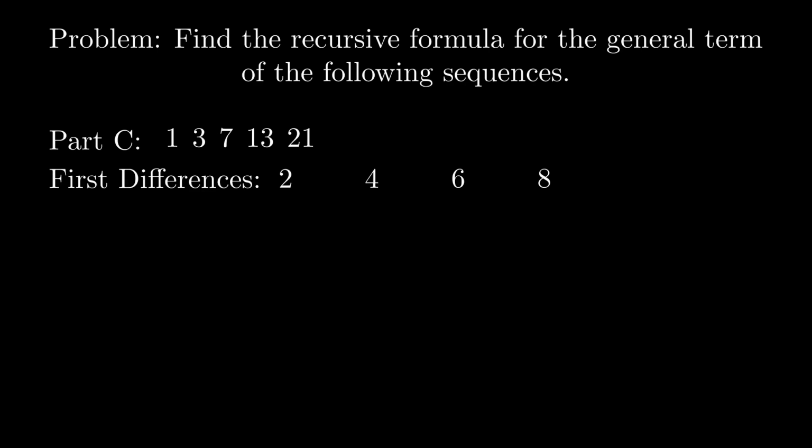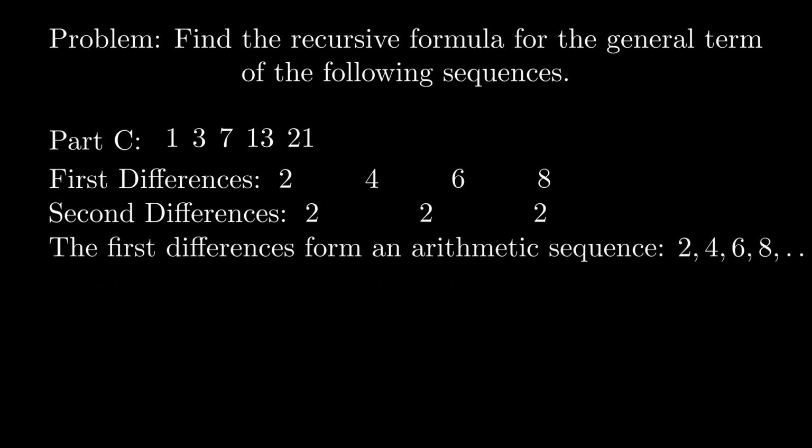Let's find the difference of these differences, which is called the second difference. We have 4 minus 2 is equal to 2. 6 minus 4 is 2. 8 minus 6 is also 2. A constant second difference indicates that the first differences form an arithmetic sequence, and thus, the original sequence is quadratic.